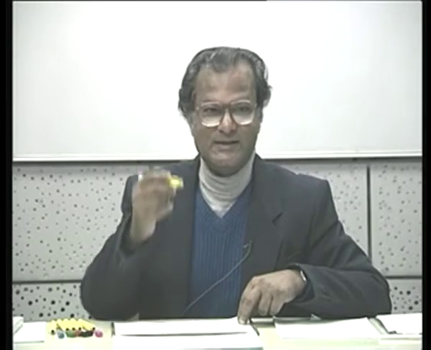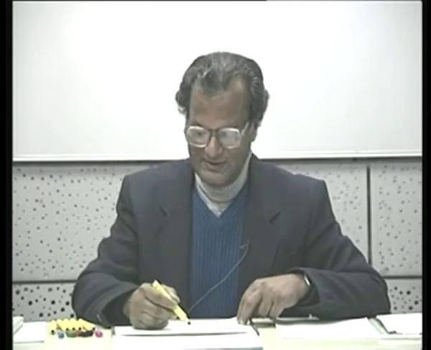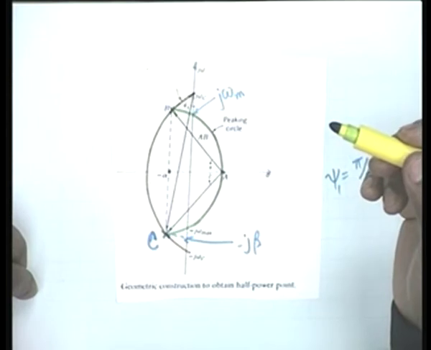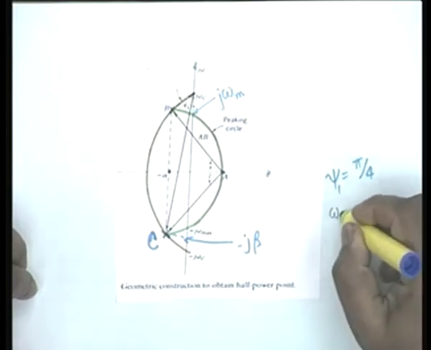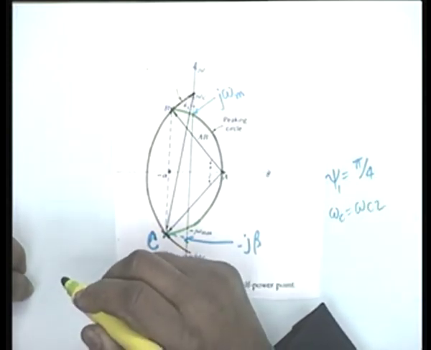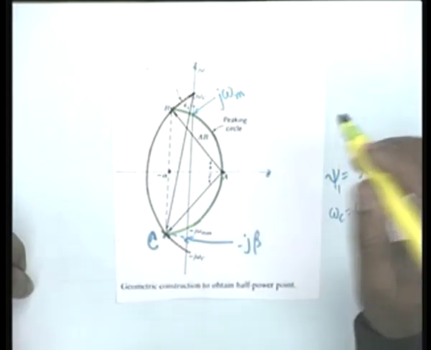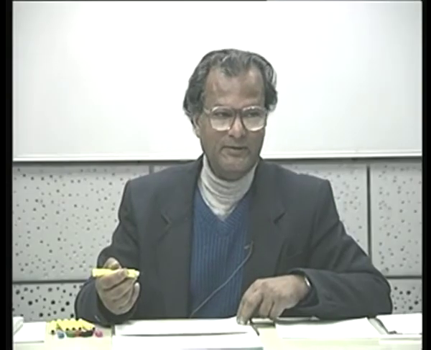Unfortunately, this omega c, is it the lower half power point or the upper half power point? Upper one, obviously, because it is greater than omega m. It is on the right side, and therefore omega c gives you omega c2. The question now is how to find the lower half power point, omega c1.